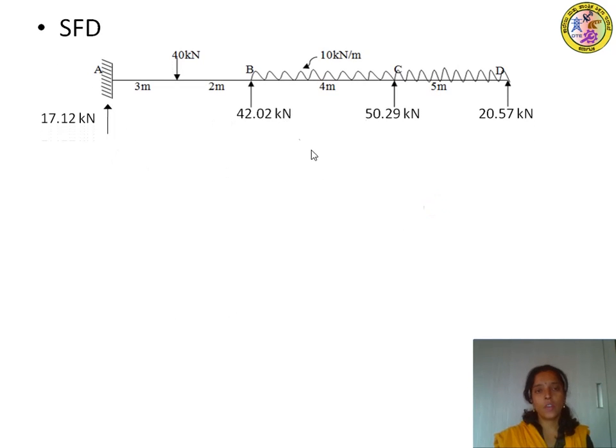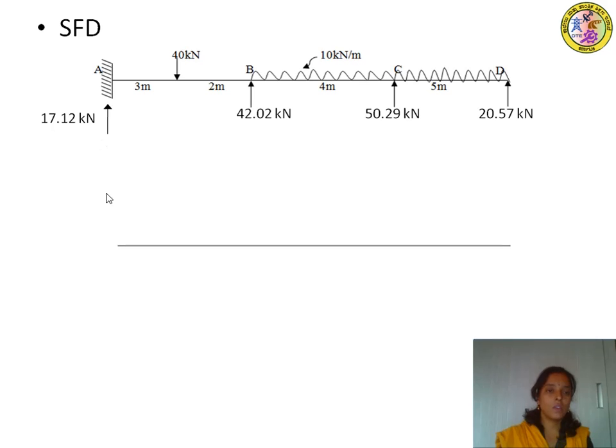To draw the shear force diagram, consider the given beam along with the given loading and also the support reactions. So reaction at A is 17.12, at B it is 42.02, at C 50.29, and at D 20.57. To draw the shear force diagram, consider a baseline of same length as that of the given beam. Positive shear forces are drawn above the baseline and negative shear forces are drawn below the baseline. The sign convention we follow is, from left to right, upward forces are taken as positive.